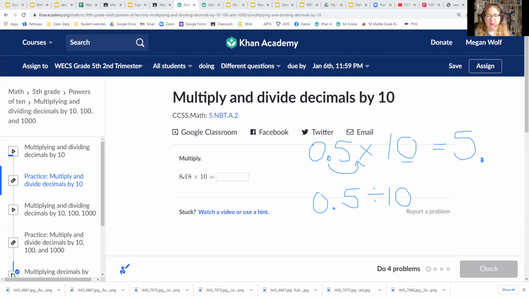So here in this problem, we're going to move all the place values up one spot by moving the decimal one spot to the right. So now this is 81 and 8 tenths. This is 10 times bigger than that.